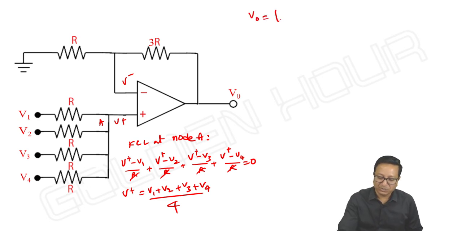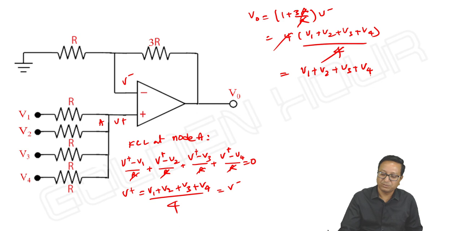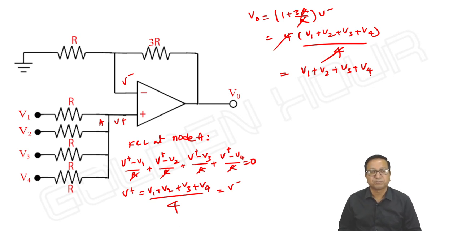Then what about V output? You understand now: 3R/R into V−. Of course, V+ is equal to V− due to the virtual short. The R cancels, so it is 4 × (V1 + V2 + V3 + V4)/4. The 4 and 4 cancel: V1 + V2 + V3 + V4. You may have n number of inputs; if the number of inputs is n, this resistor should be (n − 1) × R. That's it.